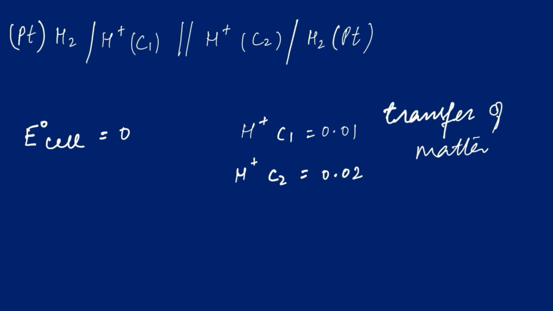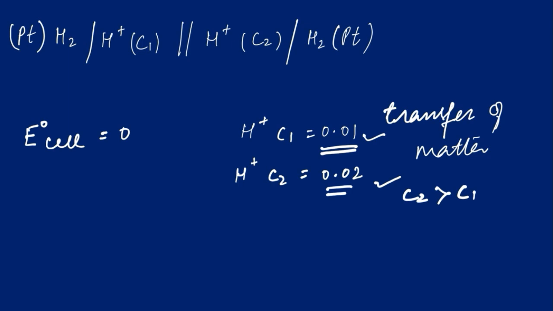In one of the half cells, concentration of H plus ions is 0.01 moles per liter. In another one it is 0.02 moles per liter. As can be seen, C2 is greater than C1. So there is difference in the concentration of the electrolyte.